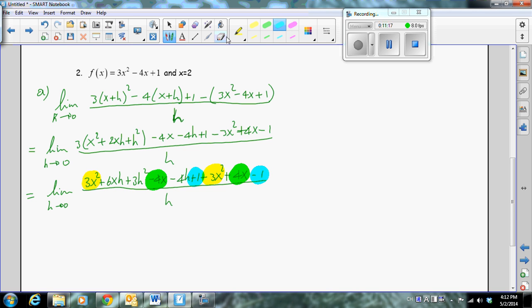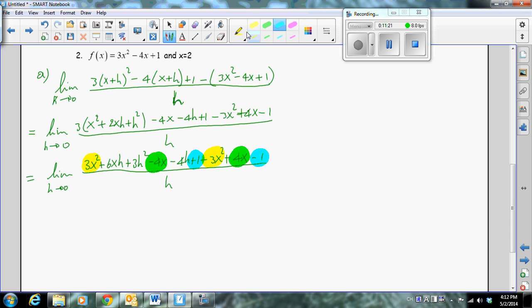All I have left is in terms of h. So I will go ahead and simplify the h out of all of them, giving me this. The limit as h goes to 0 of, once I simplify an h out of this, I get 6x. I simplify an h out of this, I get 3h. And an h out of this, I get negative 4. Well, if h goes to 0, my final answer will be 6x minus 4.